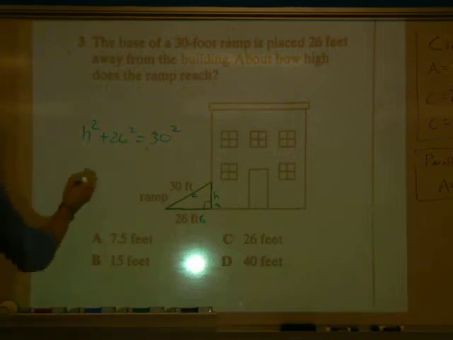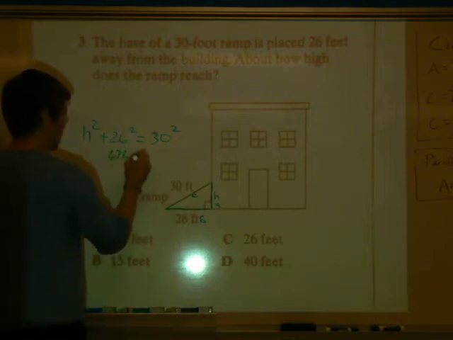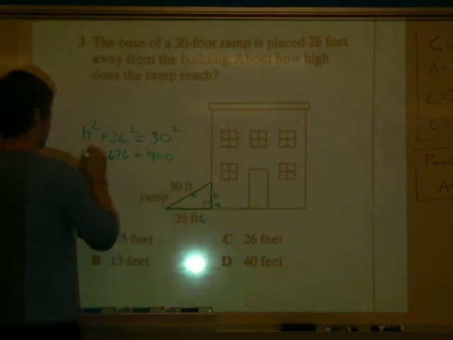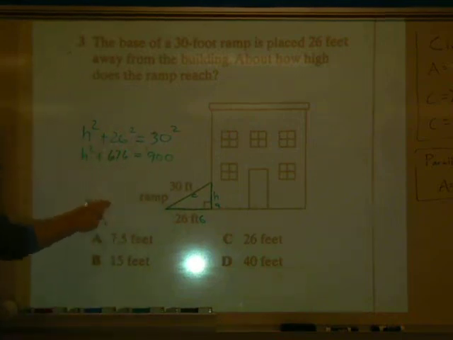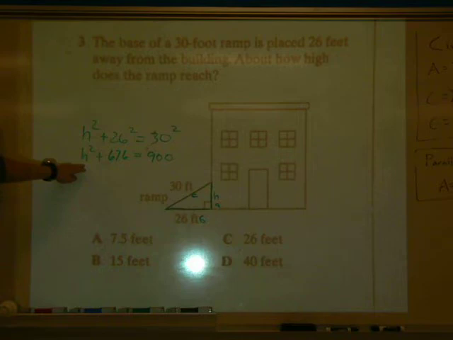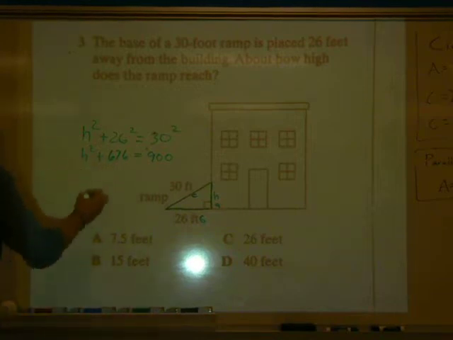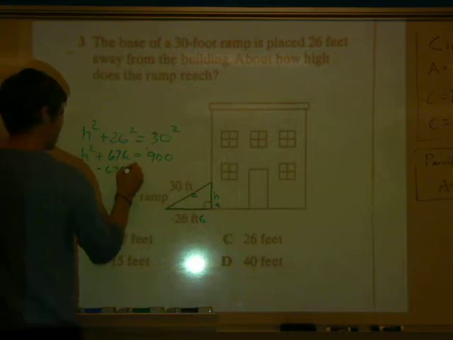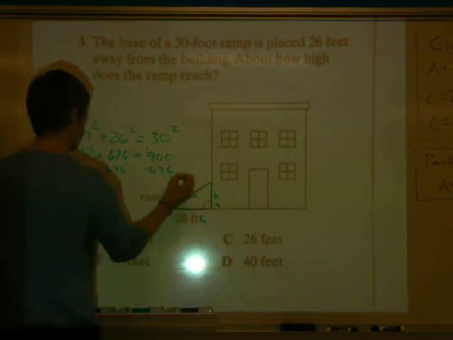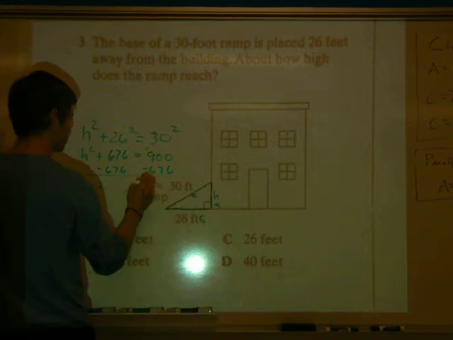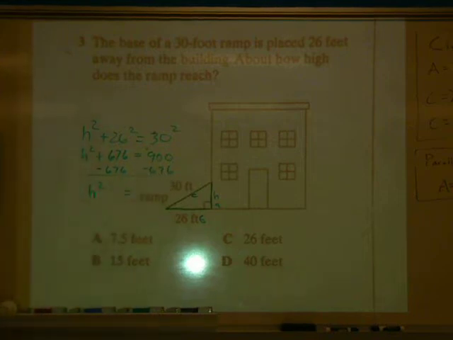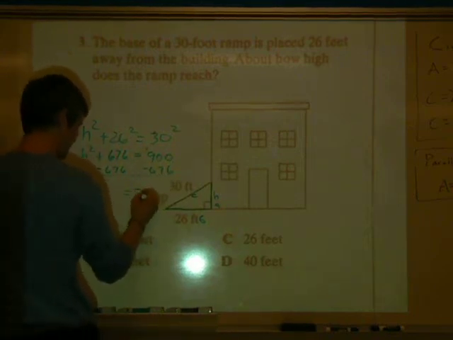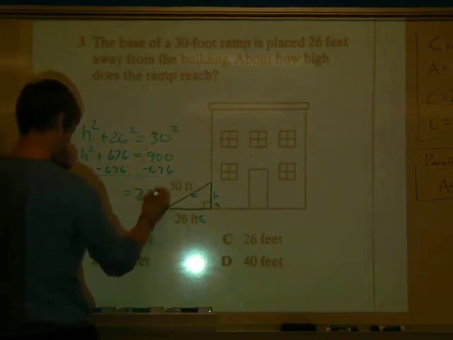26 squared is going to be 676. And 30 squared is 900. And H squared. So H squared plus 676 equals 900. We're trying to find this H, guys. Alright? So next thing we need to do, you should know, subtract the 676. Get this variable alone. Subtract 676. We're going to get H squared equals 900 minus 676 is going to be 224?